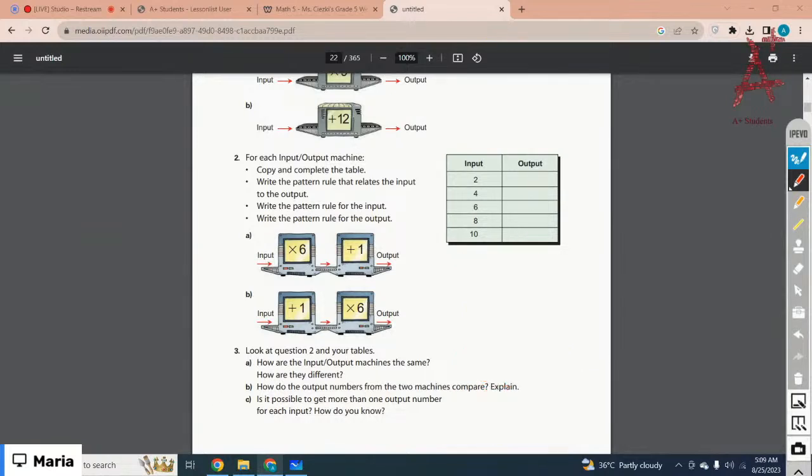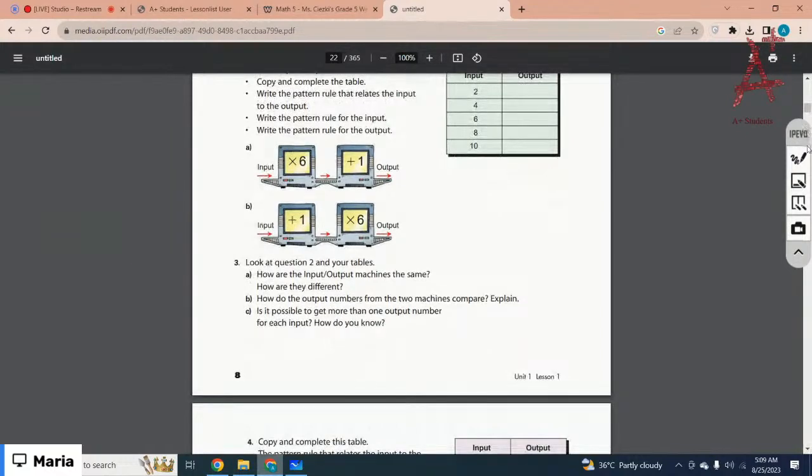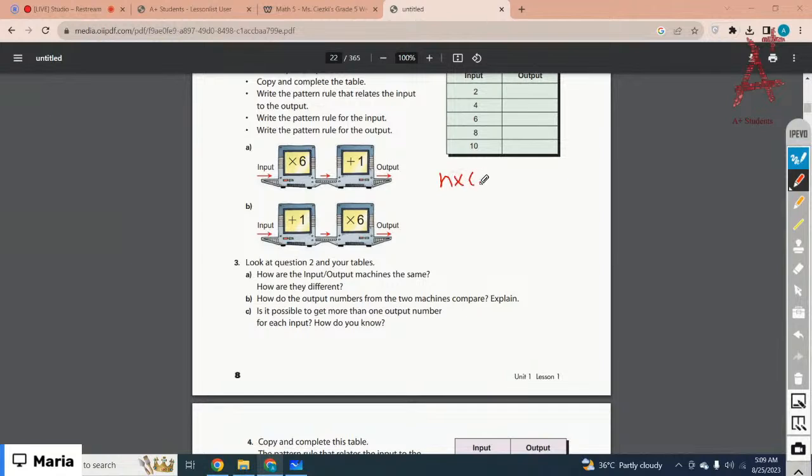Okay, question number 3 is look at question number 2. How the input output machines are same and how they're different. For machine A, the rule is n times 6 plus 1. For machine B, the rule is n plus 1 times 6. They both are different. For the first machine, you have to multiply by 6 first and then you have to add. For machine B, you have to add first and then you have to multiply, right?